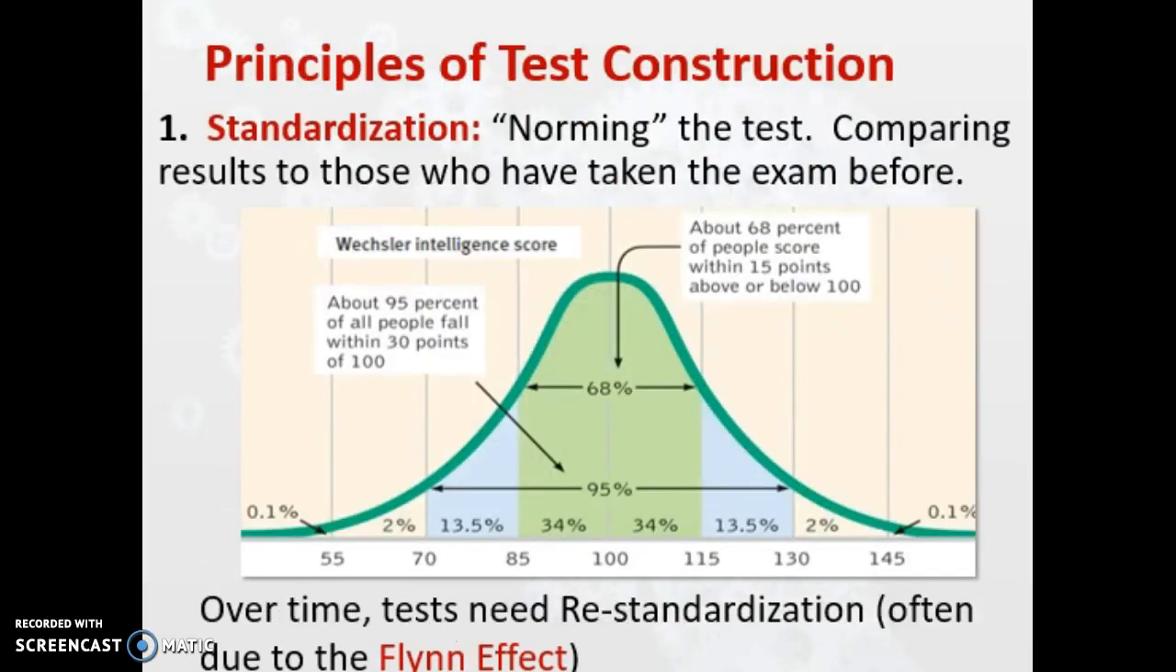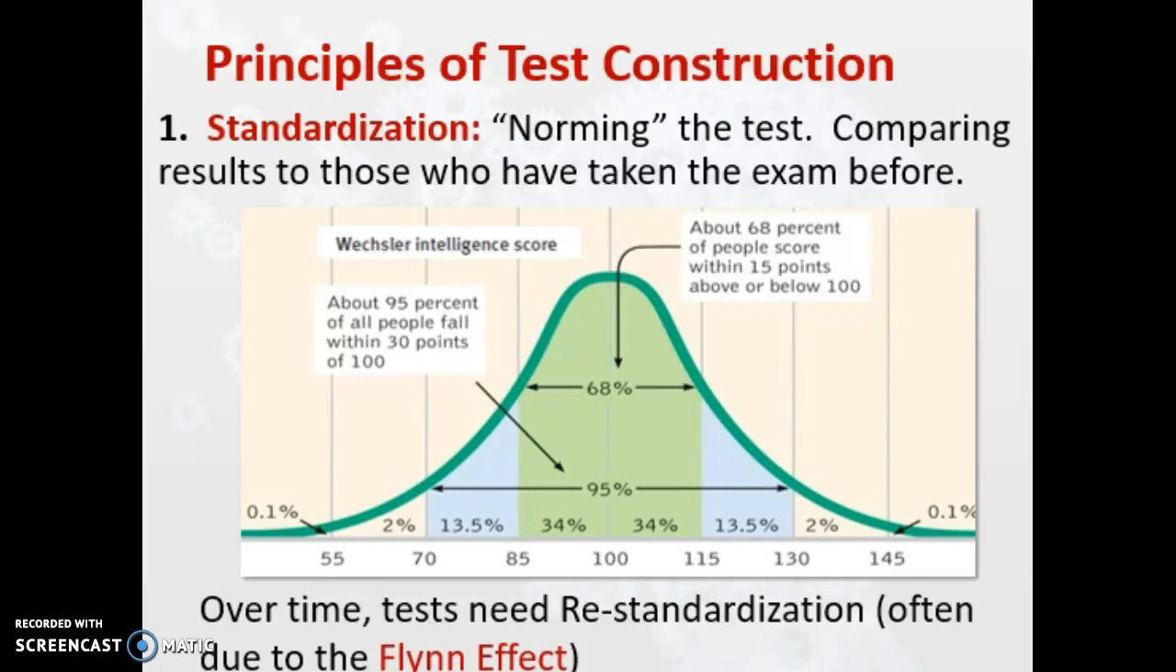First of all, tests have to be standardized. Essentially what that means is we have to norm the exam. We have to take the results of people who've had the exam before and compare it to new people taking the test. I have up here a bell curve that I've shown you before that goes through the standard deviations of intelligence. This is all review for you.